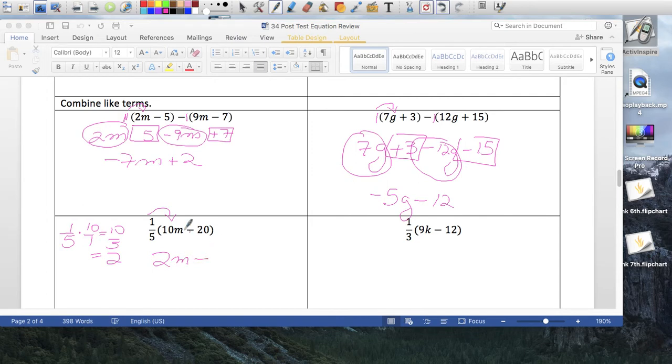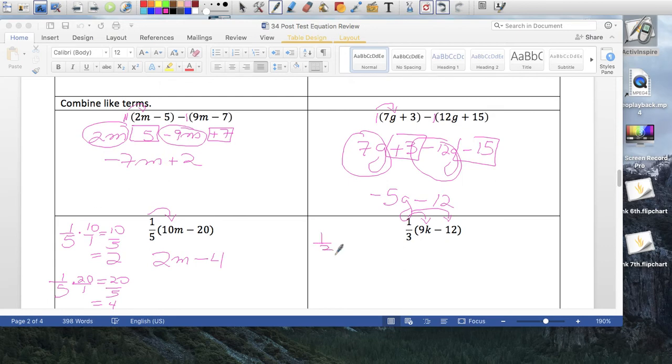2m. Minus, and then I'm going to multiply 1 fifth times 20, with the 20 over 1. 1 times 20 is 20. 5 times 1 is 5, and 5 over 20 is 4, so 2m minus 4. Same thing here, this times that.